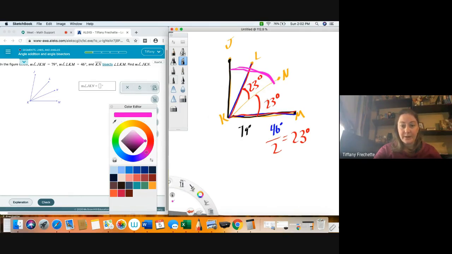So 23 and 23. If we know the whole angle, remember going back to that first bit of information we were given, is 79, and we have 46 here, or 23 and 23, I can go 79 minus 46. We can put these back together. 23 and 23 is 46. I'm going to subtract. So I know that this angle here is 33 degrees. Remember, they want both put together. So I have to go 33 plus 23, and I get 56 degrees.